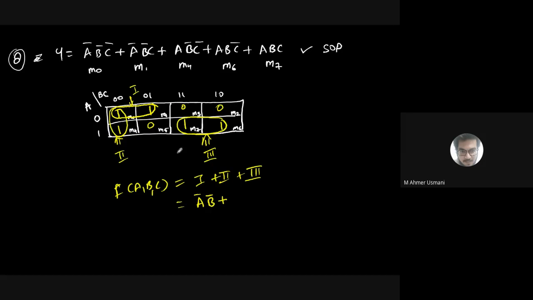What about group 2? Group 2 में what is common? B bar, C bar. A is changing, B is still common, C is also common. Okay, B and C both are 0, so it will be B bar and C bar.